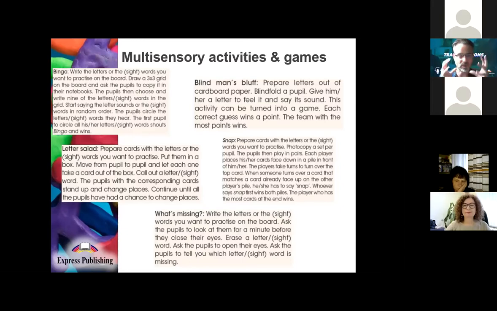So you put letter shapes in a bag or a box, and learners pick them out with their eyes closed, and they have to identify what letter it is. This is a great one for learners who learn in a more tactile way.